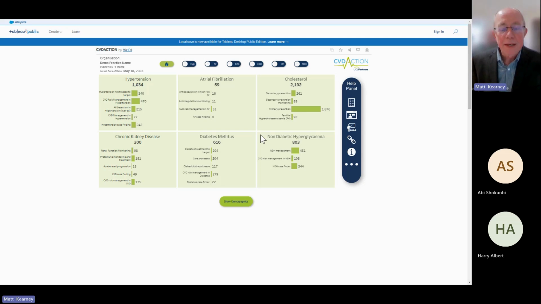Matt Kearney. CVDACTION is a smart data tool that takes routinely recorded GP data to identify our patients who are at high risk of CVD, but whose care needs optimizing. It helps us to prioritize, so deciding what's important, where should we start, and it divides the work into manageable chunks so that we can match work to our capacity, which of course is of critical importance.